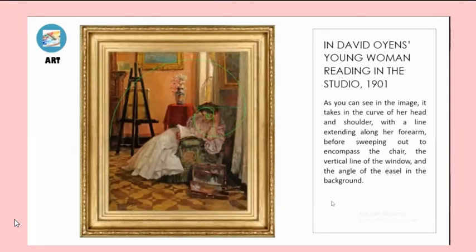As well as in the art piece made by David Oyens, Young Women Reading in the Studio, way back in 1901. As you can see in the image, it takes in the curve of head and shoulders with the line extending along her forearm, sweeping out to encompass the chair and the vertical line of the window. The angle of the easels is in the background. As we can see, the Fibonacci spiral is also applied in this art piece.